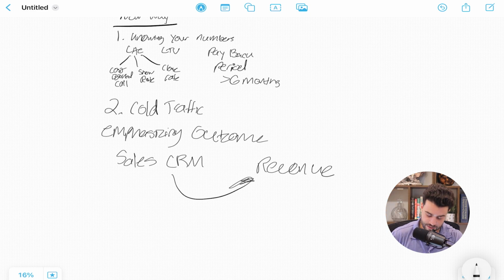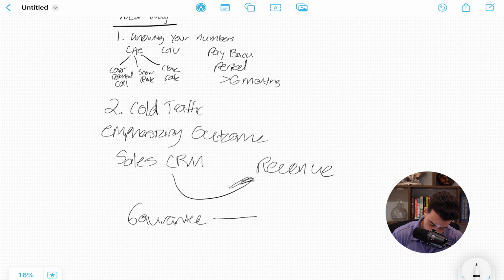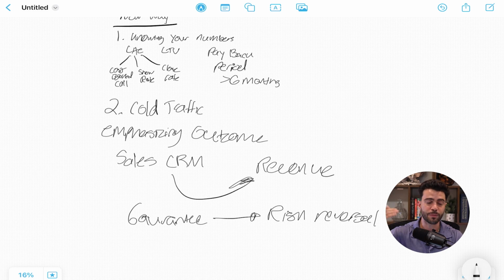And even better if you can attach some form of guarantee or some form of risk reversal on the actual offer statement itself. This is going to help you convert better from cold traffic and also get more people to book in calls with you. That's the whole goal of an offer. It's to get people to book in calls, and it's also going to help you out on the sales side of things.